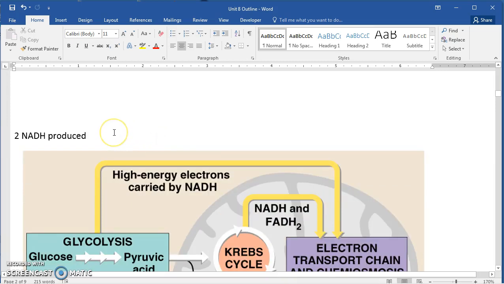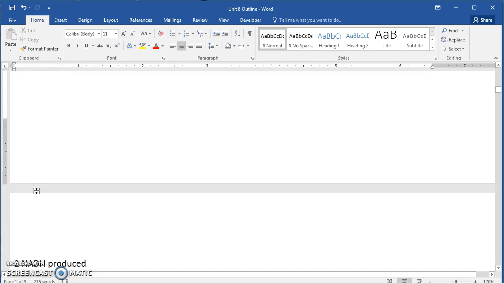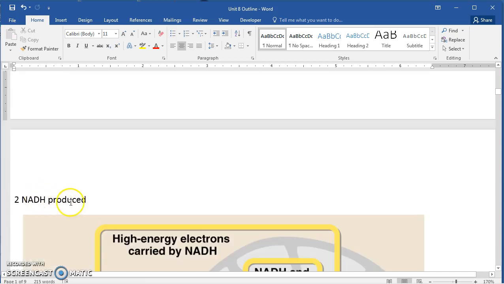Also, 2 NADHs are produced in glycolysis. So a net amount of 2 ATPs and 2 NADHs. NADH is a high energy molecule, actually has more energy than ATP.